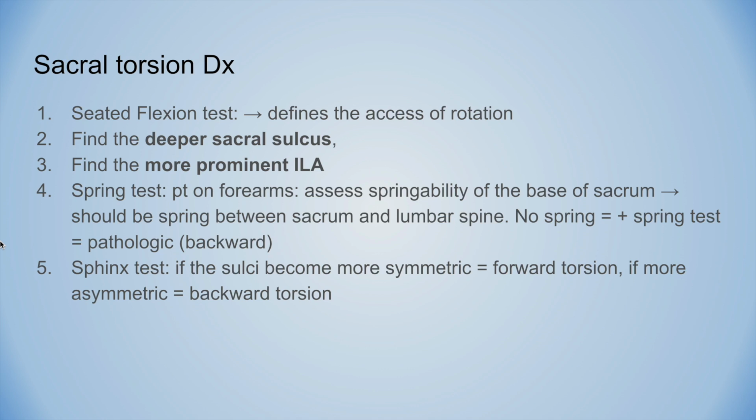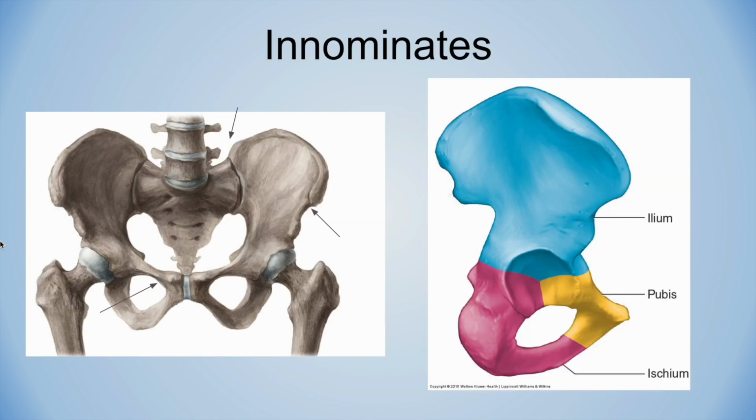And when you come to a conclusion about a torsion as angular rotation on the sacrum, this is, again, how we're going to sort of diagnose it. So, doing your seated flexion to decide which side has the dysfunction or which sort of axis of rotation there might be, finding which sacral sulcus is deeper, which inferolateral angle is more prominent, using your spring test. And there's actually another test called the Sphinx test that we don't need to worry about for today. And that'll bring us to the innominates.